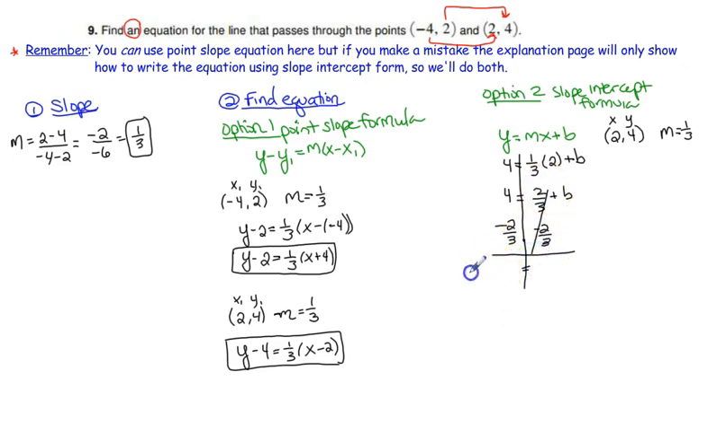So now I have 4 over 1 minus 2 over 3 equals b. To subtract fractions, I know that I need common denominators. So this is over 3. So I'm going to multiply top and bottom by 3. Now I have 12 over 3 minus 2 over 3, giving me 10 over 3.